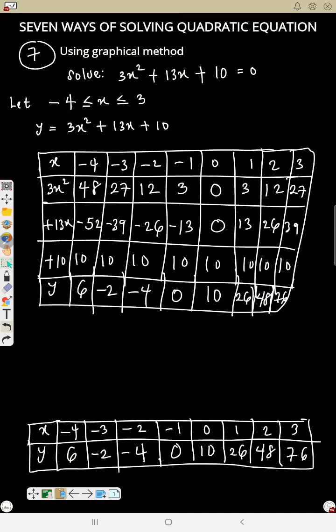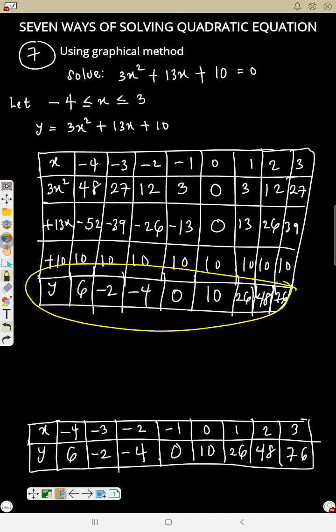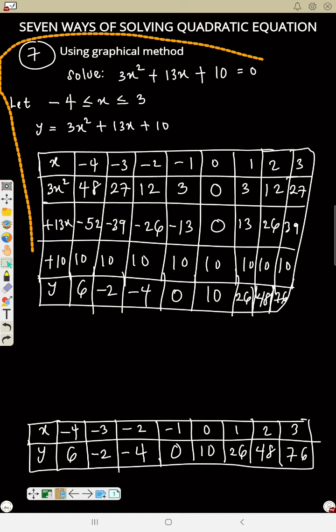Now if you compare all the results here with all the results here, you will see they are the same. So that means this is another way we can get our y. So use this one, or you do it one by one. So now let's use this table to plot the graph so we can confirm our answer.